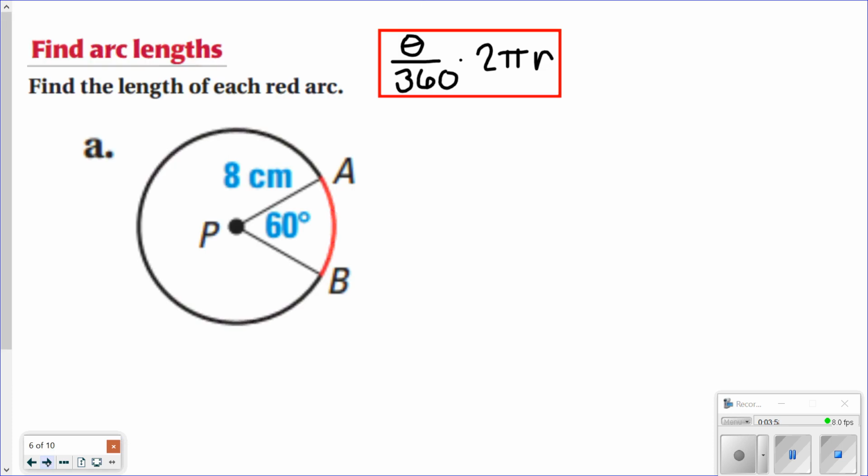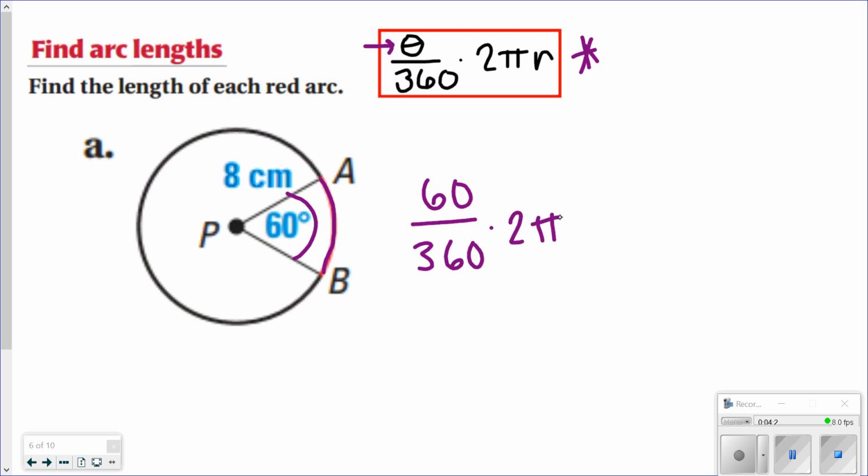All right, so let's find the arc length, which is red here, and I'll highlight this in purple. Here is my arc length equation. So I first need to figure out, okay, well, what is theta? Well, we know it's 60 degrees. So I have 60 divided by 360 times 2 pi. What is the radius of my problem? It's 8, so times 8.